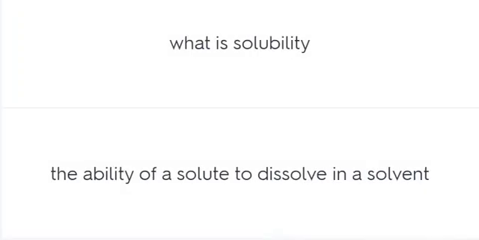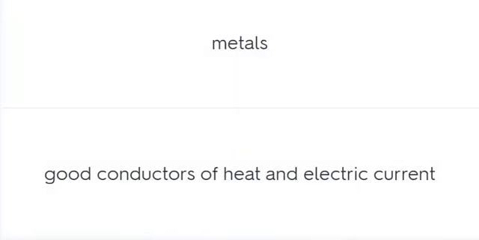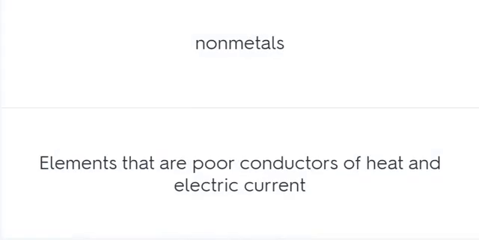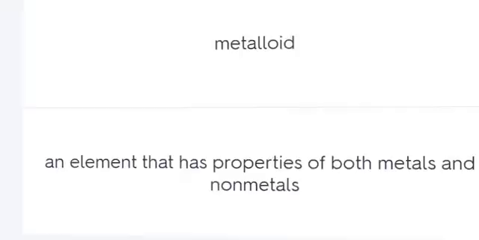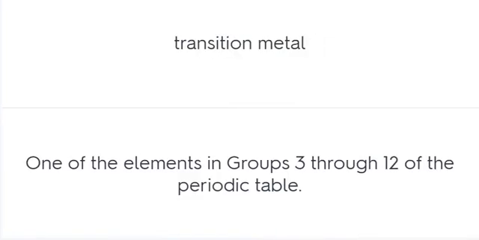What is solubility? The ability of a solute to dissolve in a solvent. Equilibrium vapor pressure: the pressure exerted by a vapor in equilibrium with its corresponding liquid at a given temperature. Metals: good conductors of heat and electric current. Nonmetals: elements that are poor conductors of heat and electric current. Metalloid: an element that has properties of both metals and nonmetals. Transition metal: one of the elements in groups 3 through 12 of the periodic table.